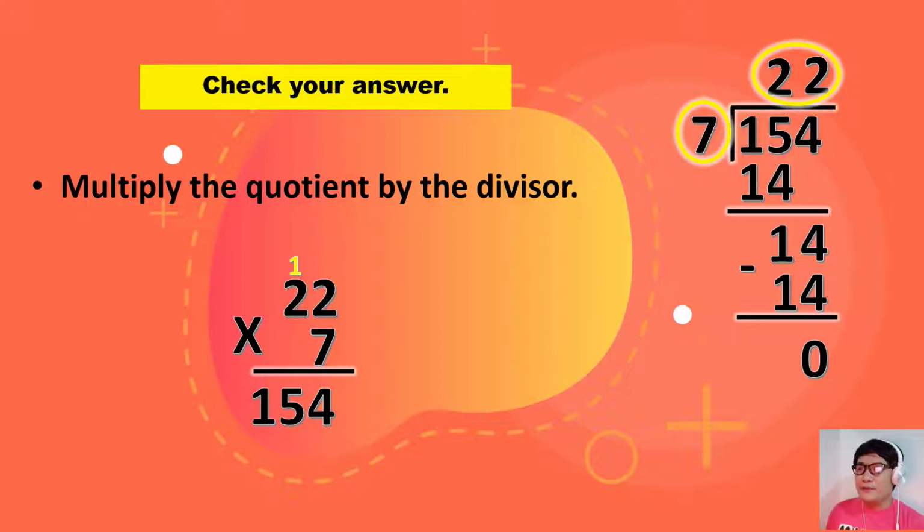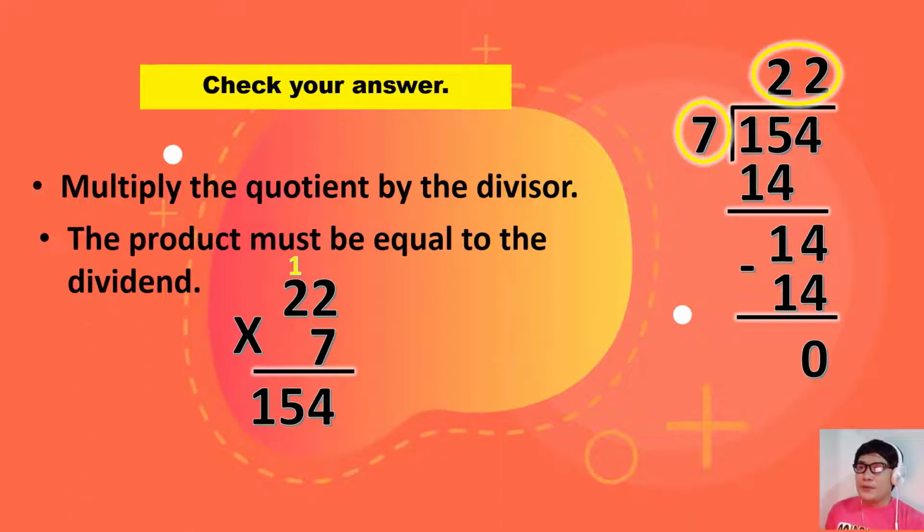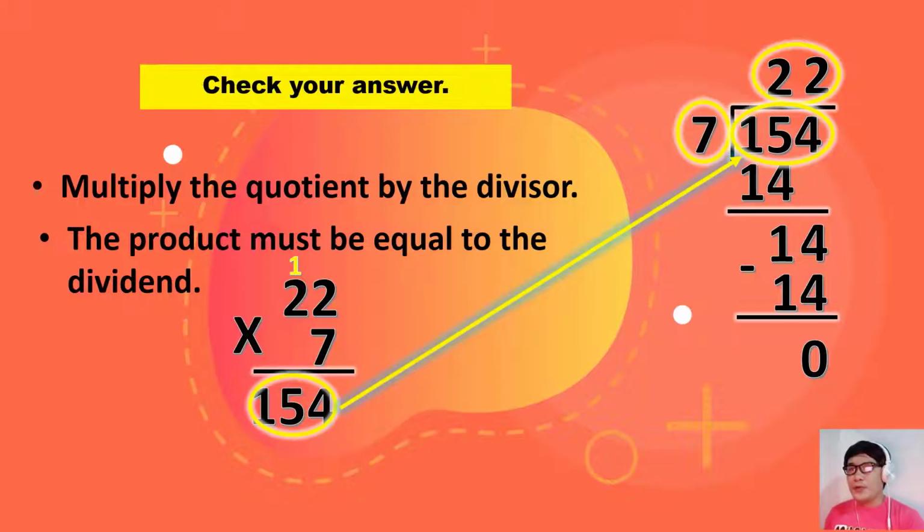So 154. The product must be equal to the dividend. So the product is 154 and the dividend is 154. They are the same, meaning your answer is correct.